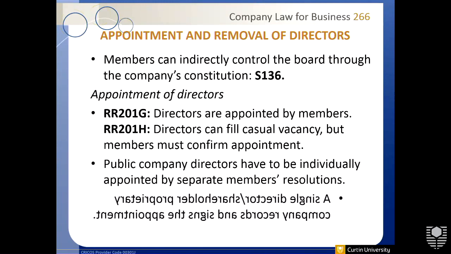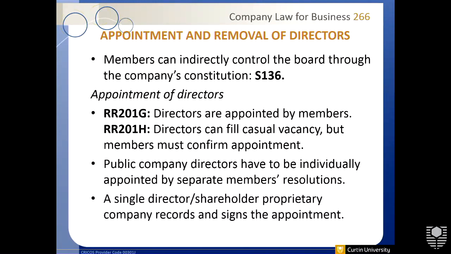Now, in relation to appointment, members can indirectly control this through the company's constitution, and appointment is found under Section 201G. This is a replaceable rule. They are appointed by members. And directors can fill casual vacancy, which means when there is a vacancy available on the board of directors, they can appoint a director, but that appointment must be approved in a general meeting by members, within a certain period of time, 2 months. Otherwise, that appointment will not be valid.